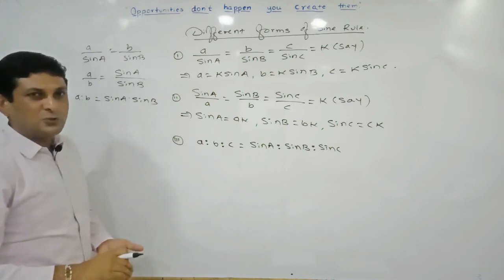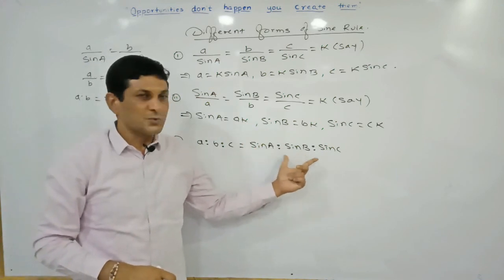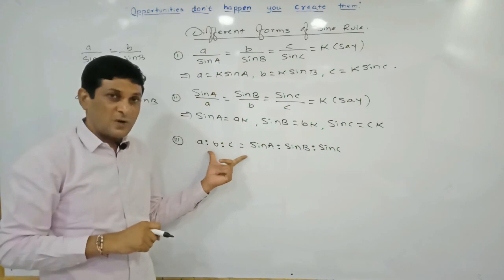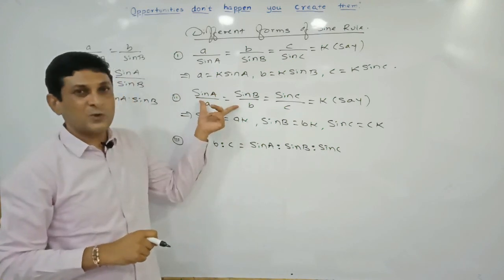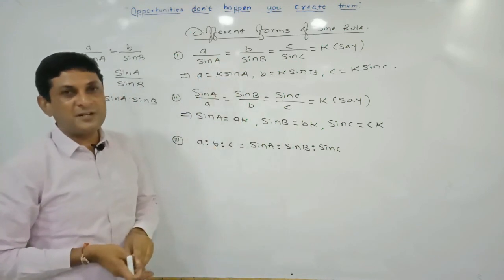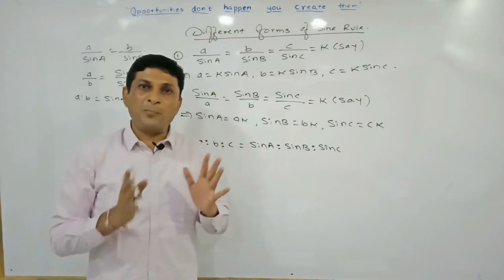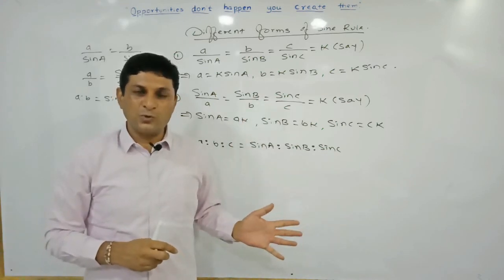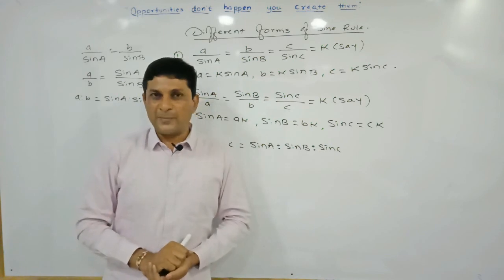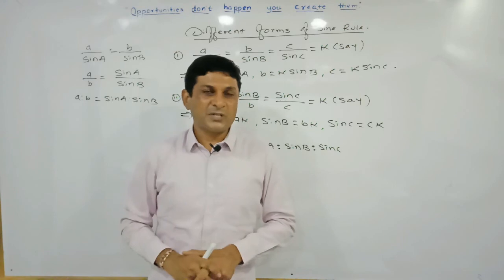Similarly, we are able to prove that a is to b is to c is equal to sin A is to sin B is to sin C. This result is also called the sine rule. Means these are nothing but different forms of the sine rule. So we have to make proper use of this sine rule to get our required result while solving examples. So in this way we have proved one of the very important theorems, the sine rule.